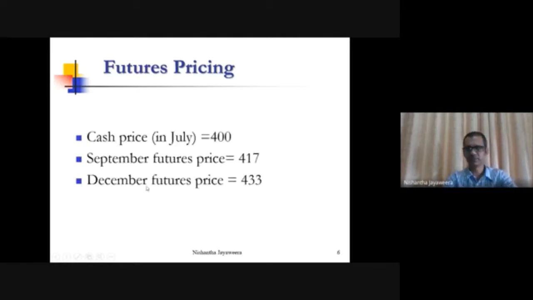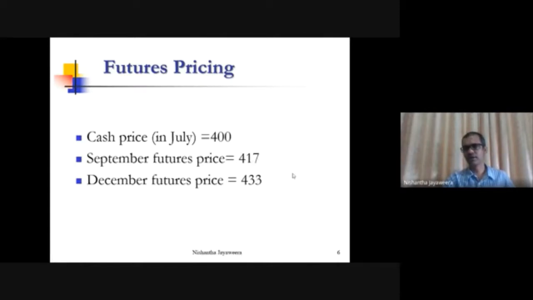So consider this simple case. We don't care what the underlying asset is here. Just think there's a futures contract, whatever it is. The cash price, that means the spot price of the underlying asset in July, say today, is 400. If you want to buy a September future, the price is 417. And if you want to buy a December future, the price is 433. You can see both futures prices are higher than the spot price in this example, and the longer the time to expiry, the higher the price.